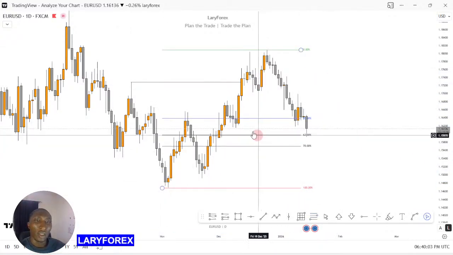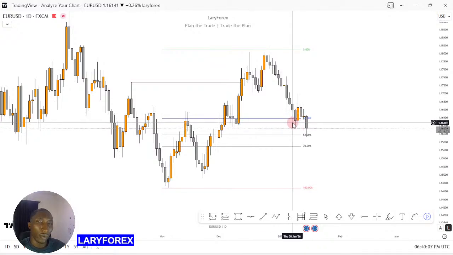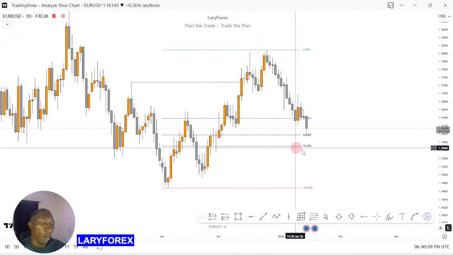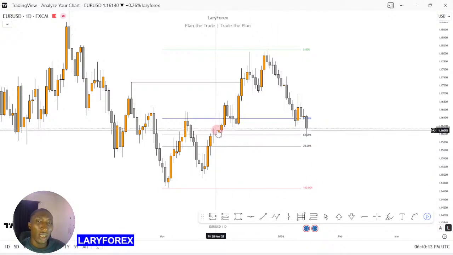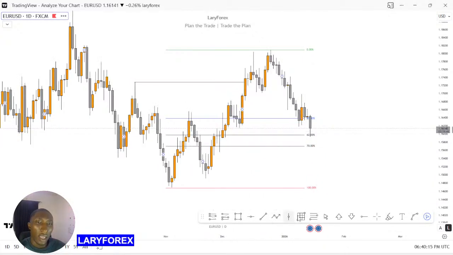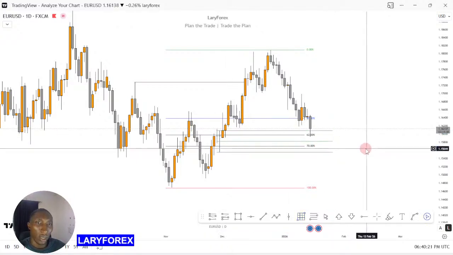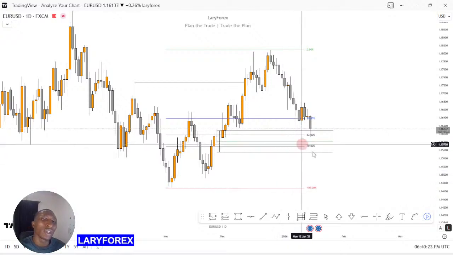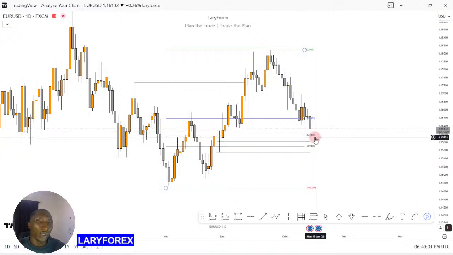Are you following? Now you have seen that price has violated the 50% Fibonacci level, coming into our 62% and 70% level, and you can identify an indecision candle at this level that price mitigated just now. So this level is where we should be looking to buy from. This is our point of interest now.